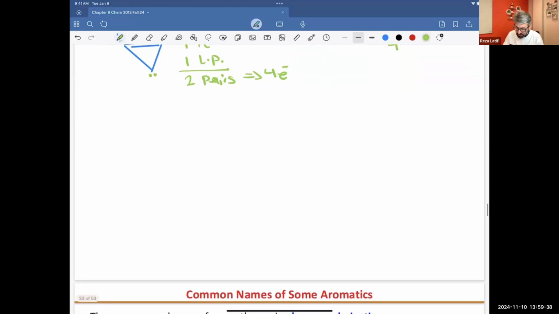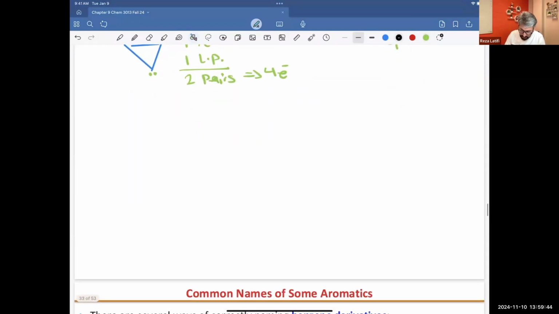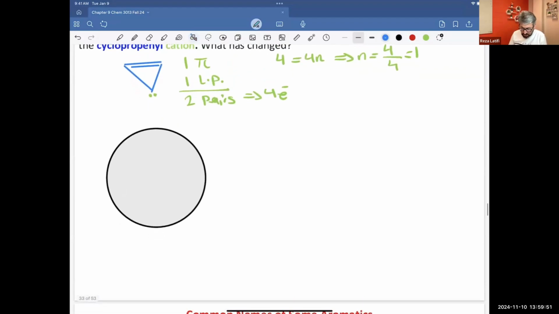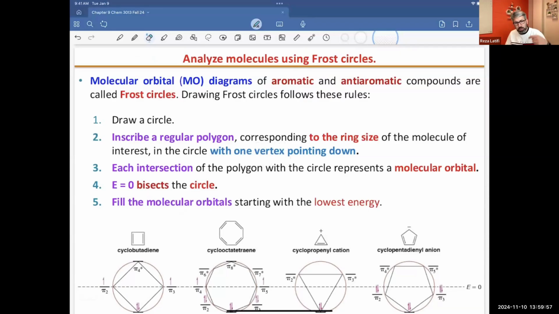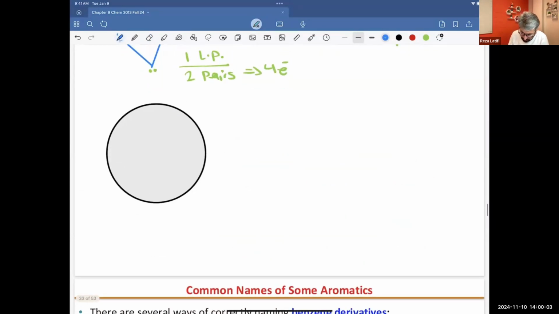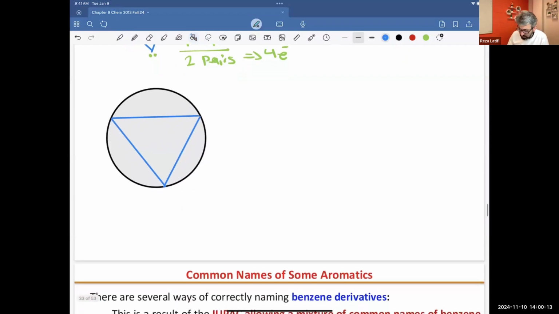But how about the Frost system? The Frost system says draw a circle. Okay, so let's go with this one. We're going to draw a circle. Next, we will draw the molecule in a way that one vertex should be pointing down. Okay, so here you go. One of them is pointing down. Next, divide this circle into 2 halves. So I go, let's say this one, it will be the right way to chop it.